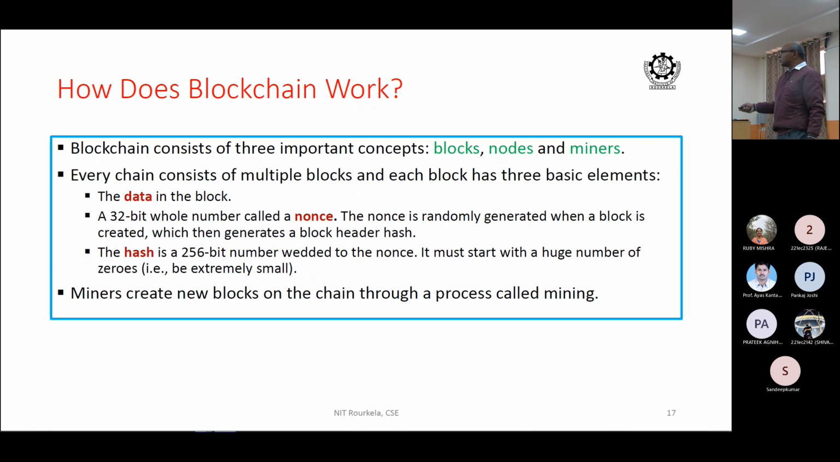Then the miners. As I said, miners create a new block on the chain through a process called mining. Once a block is mined and a miner becomes successful, then he can add the block into the chain. Mining is computationally intensive. A lot of computation has to be done. When you do a lot of computation, you have to spend enough computational power, and you have to burn enough electricity. When you burn enough electricity, you have to pay for it. Then why should somebody mine? Every miner gets a reward, and because they get a reward, they mine.